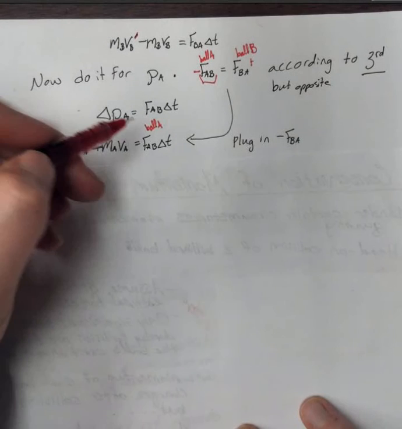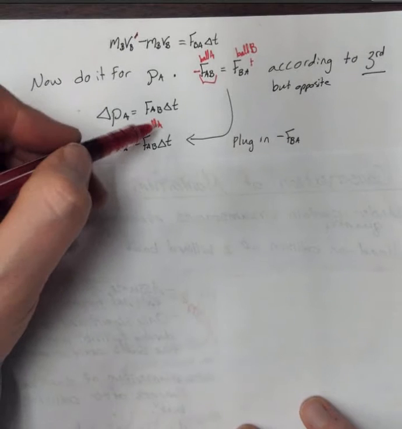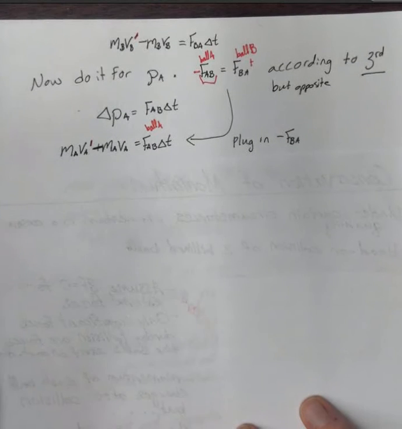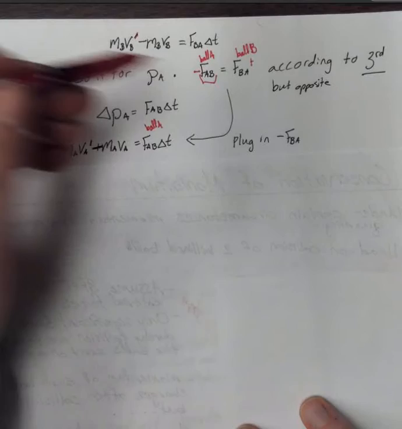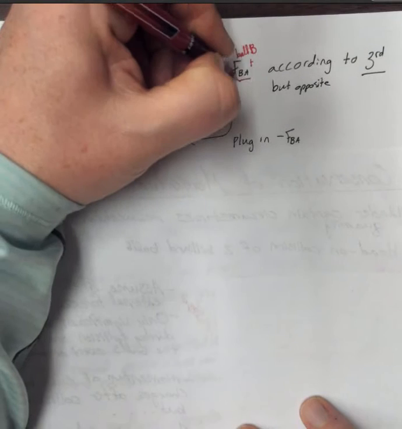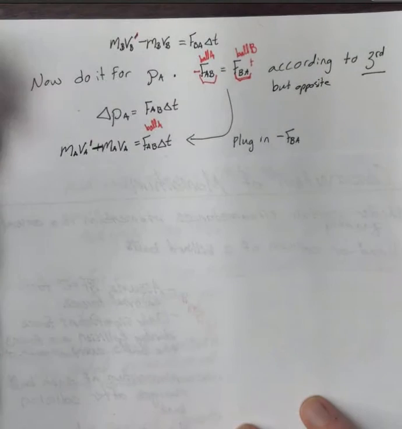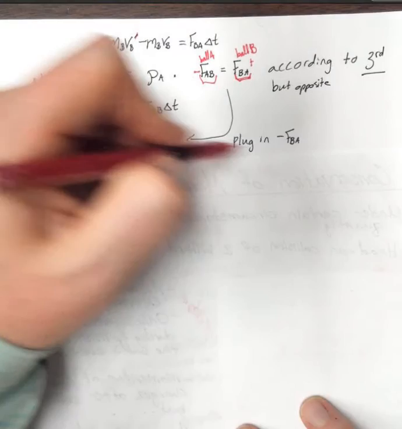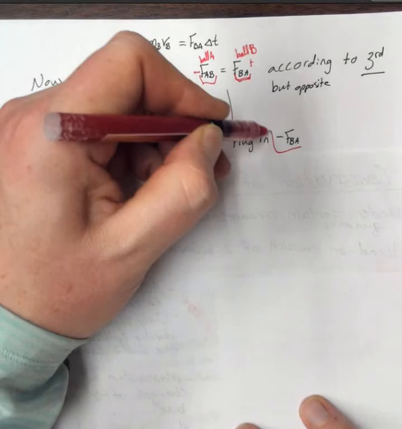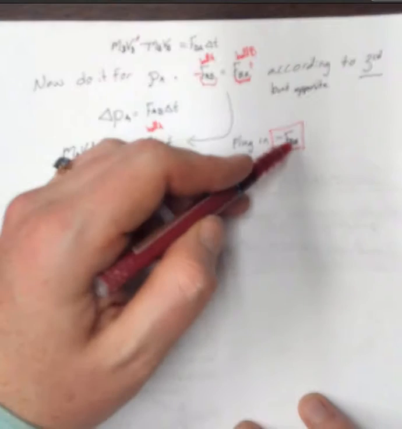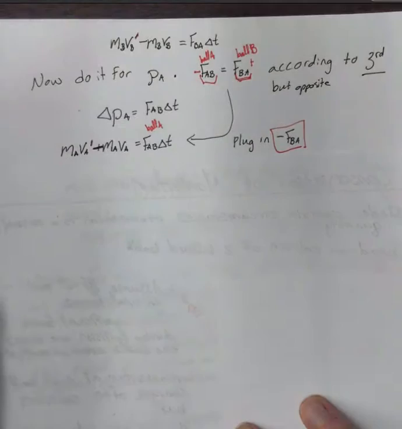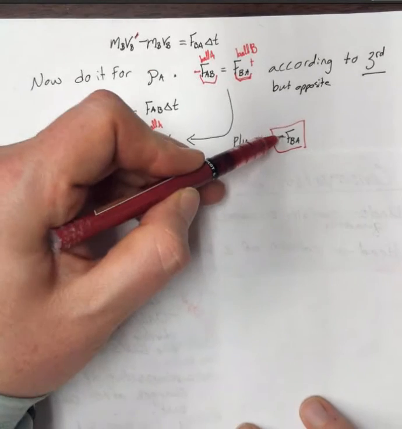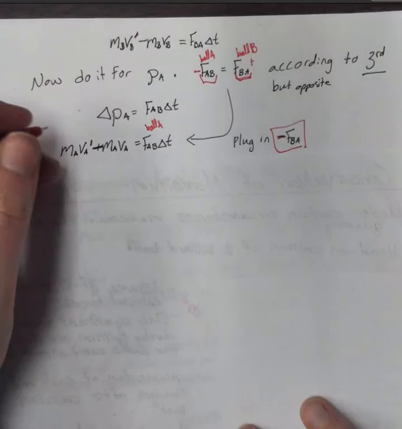And we said that the force for ball A should be equal in size to the force for ball B. So that means that I can actually plug in this value for force A as long as I flip the sign. So into that equation I'm going to plug in a negative F_B of A, which is the force that ball B experienced, but ball A experienced that exact same force, just in the opposite direction.